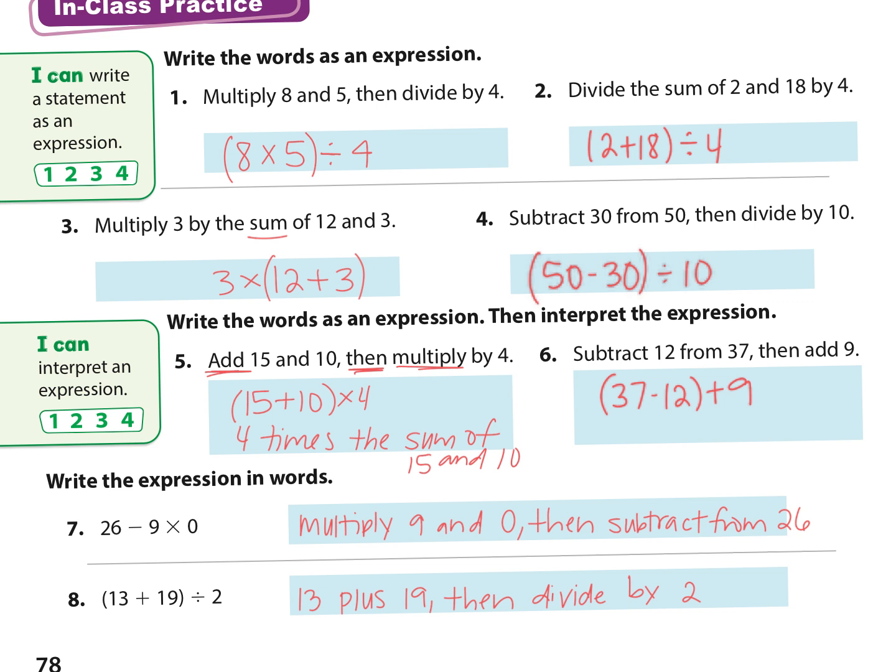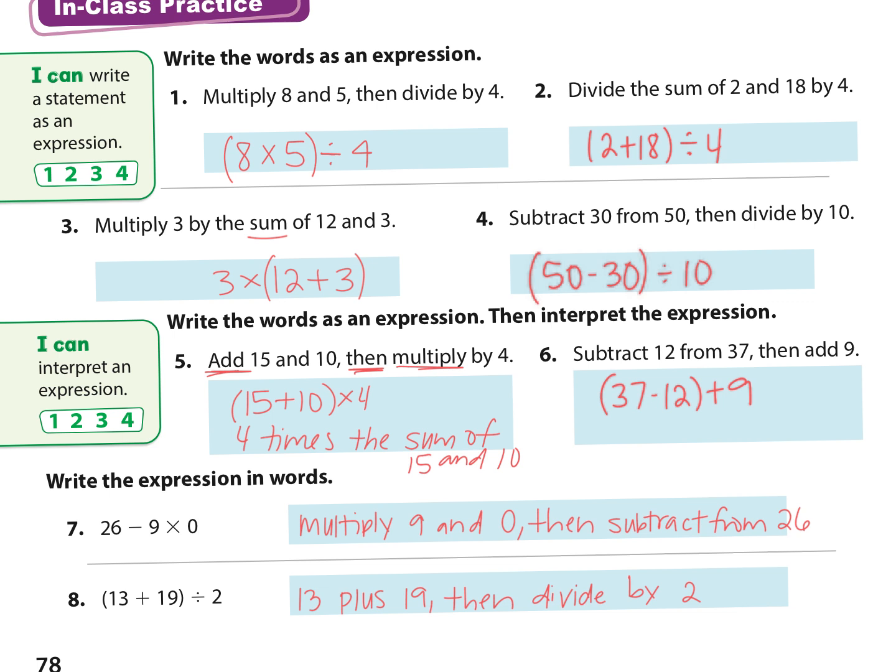Number 4 says subtract 30 from 50. You're taking 30 away from 50. So that means 50 minus 30, then divide by 10. I've got to put the subtraction operation in parentheses so that I can do that first. Number 6 says subtract 12 from 37. So I'm doing 37 minus 12, then add 9.